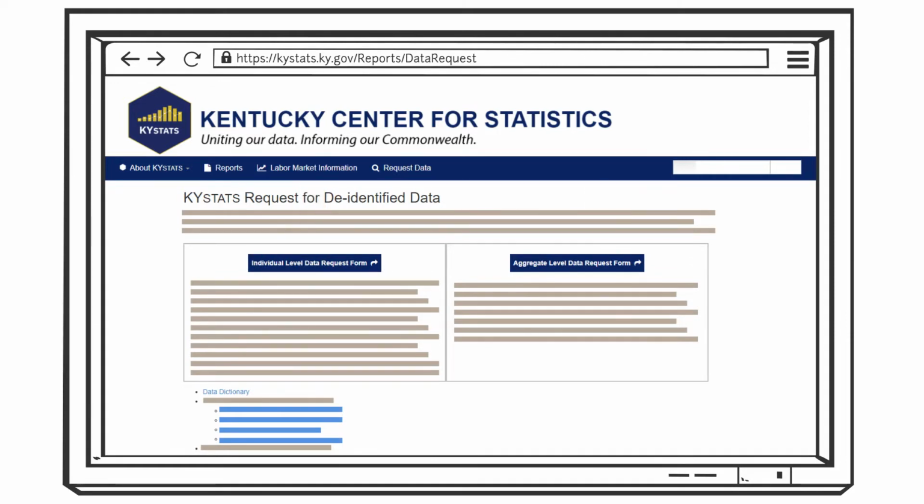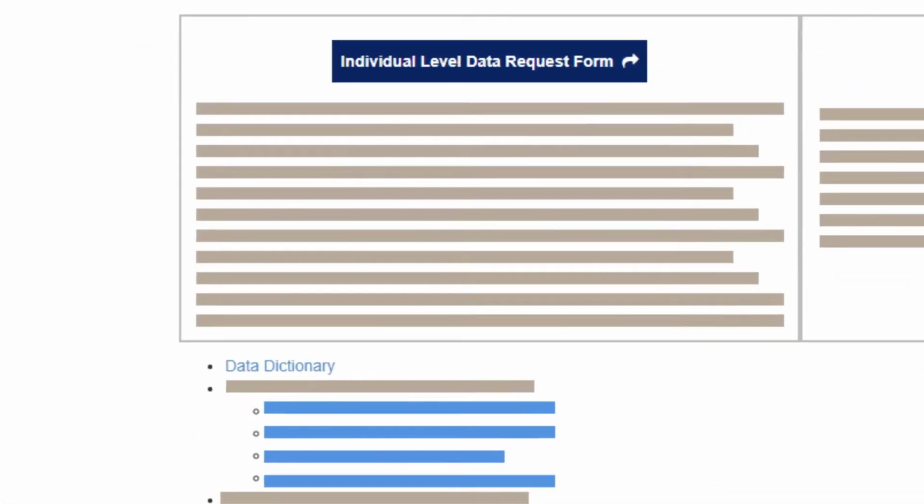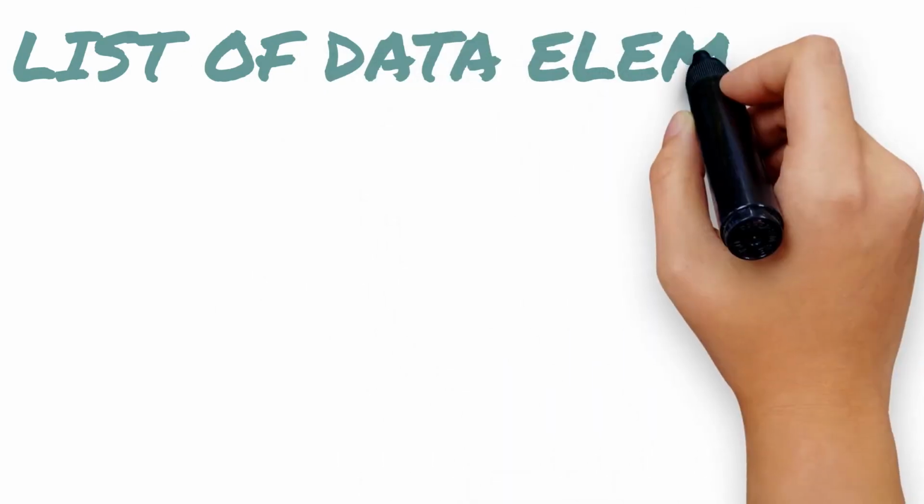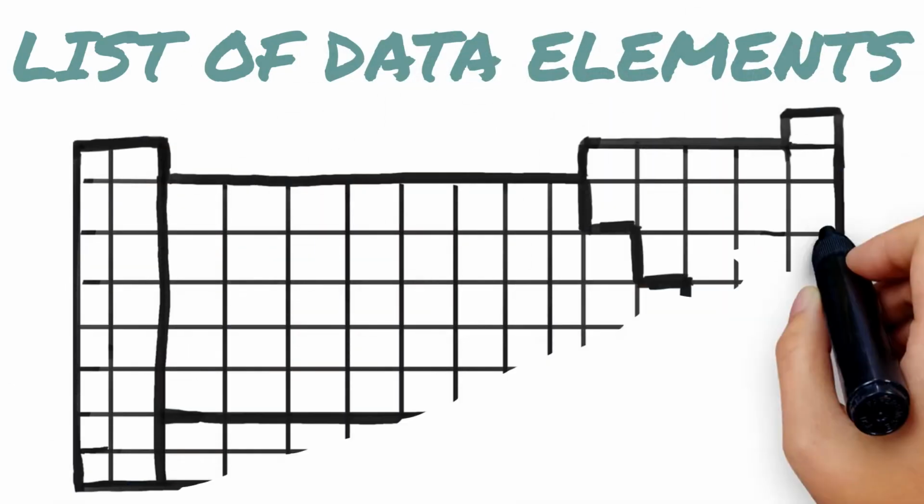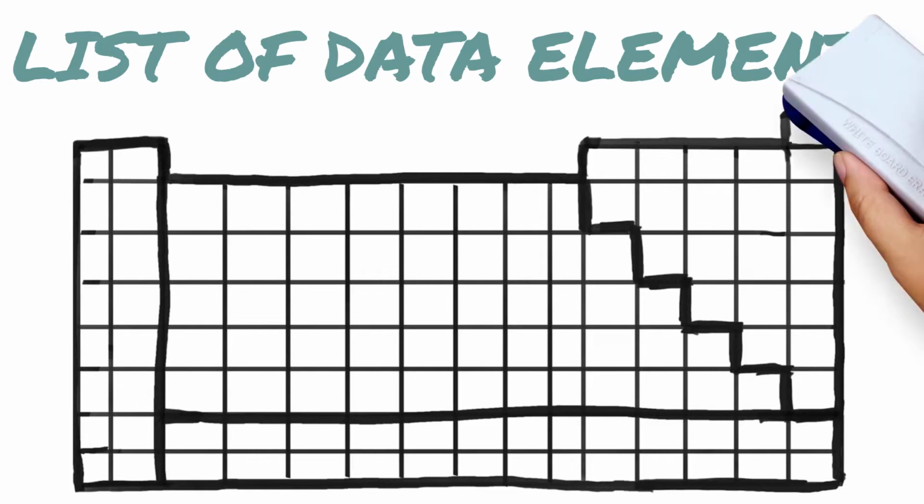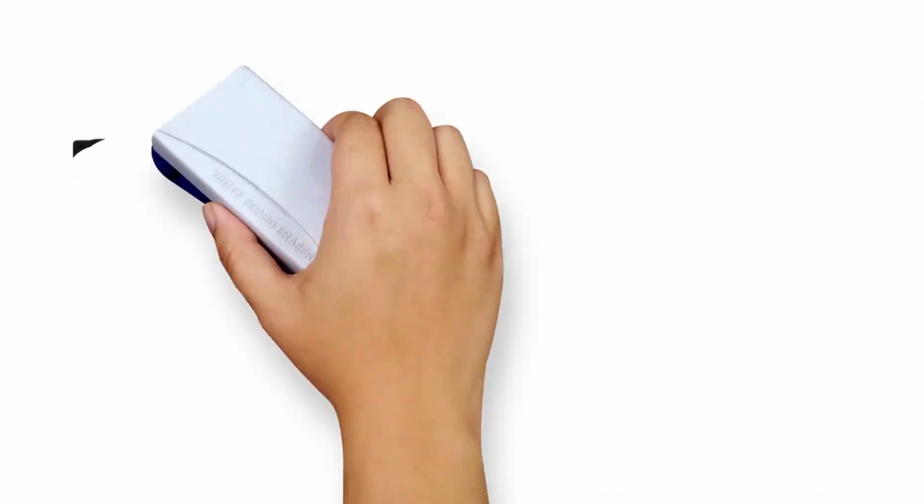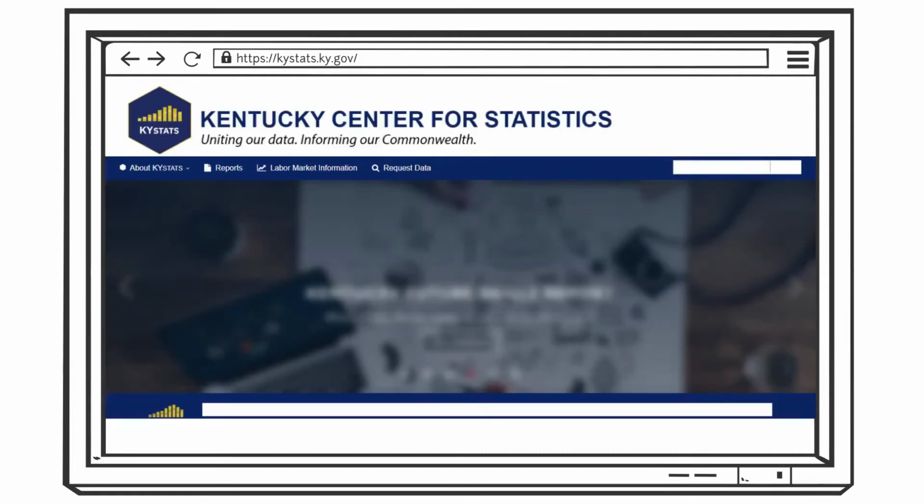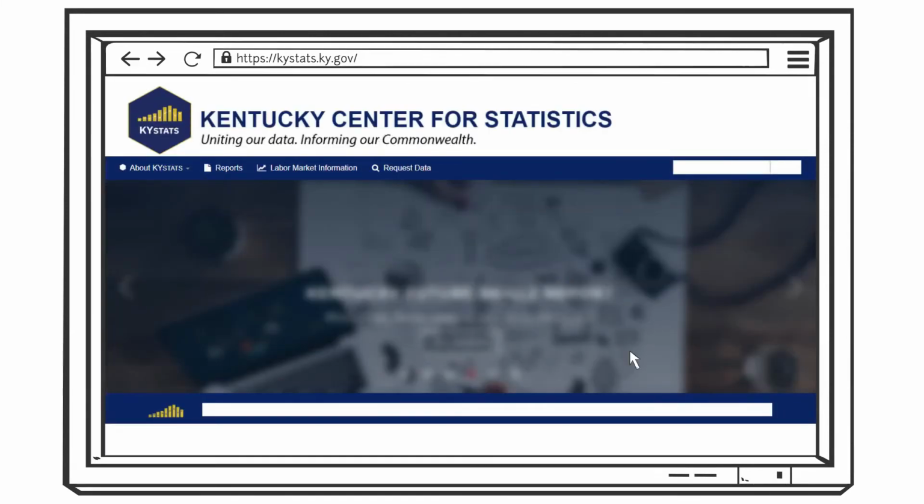Also available on the Request Data page is the Data Dictionary Excel file. This file provides a comprehensive list of data elements, along with detailed descriptions and a range of years for which they are available. Requesters can utilize the Data Dictionary to identify which data elements are necessary to answer their particular research questions. Besides facilitating data requests, KYStats also publishes Excel data for their reports.